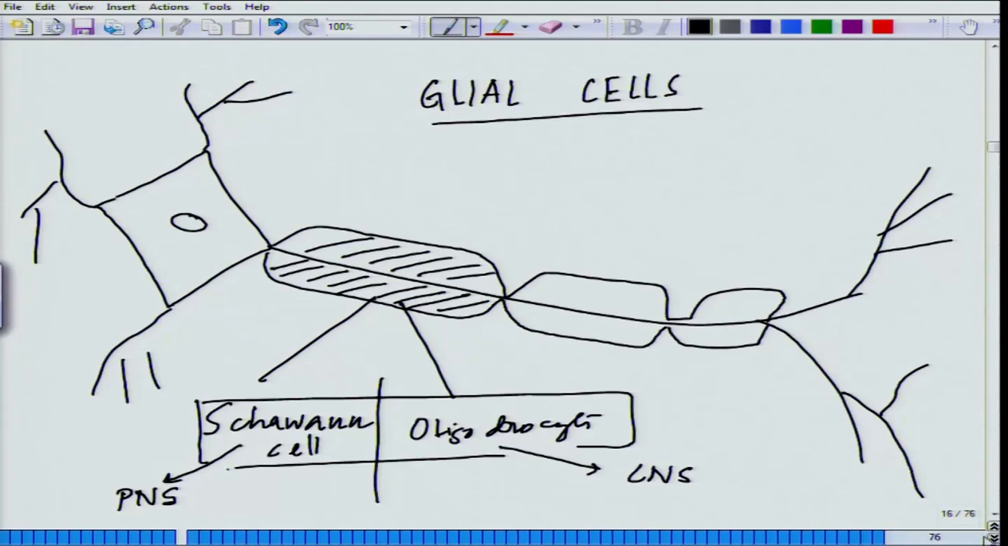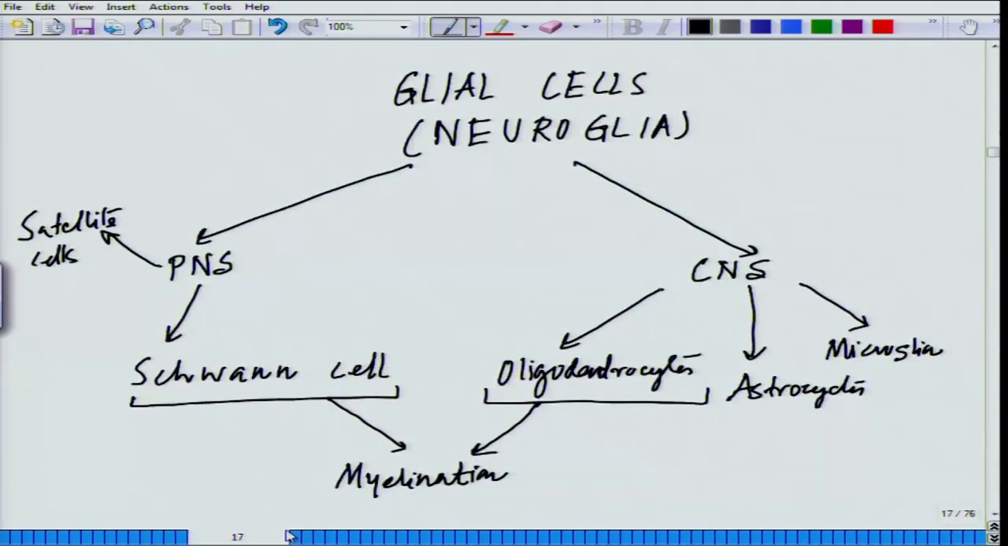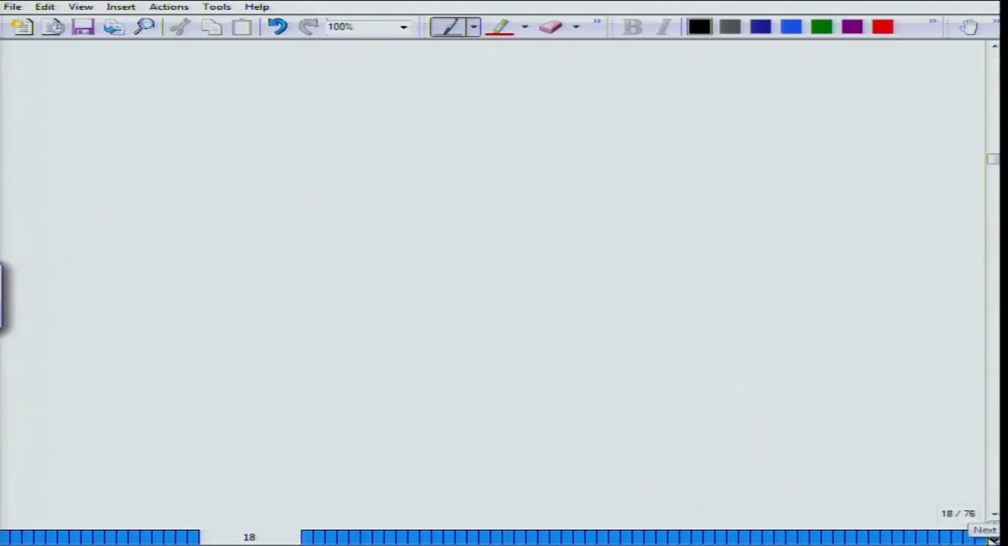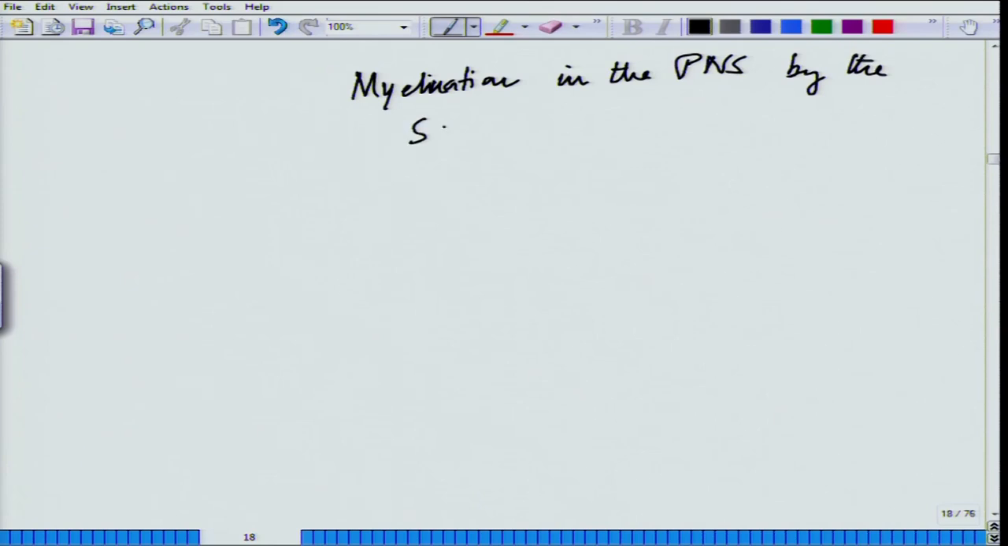So, let's see how exactly it is being taken care of. First of all, we will talk about myelination by Schwann cells. So, in other words, we will be talking about myelination in the PNS by the Schwann cell.